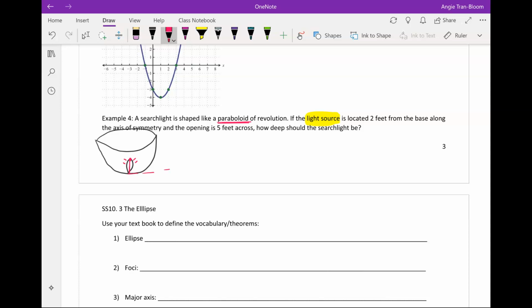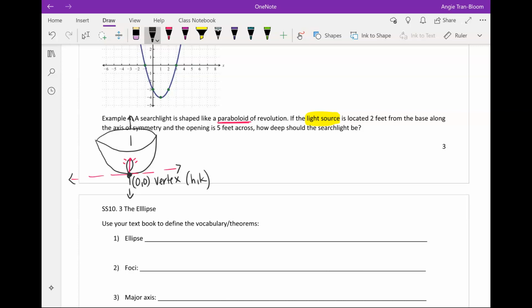So we're going to make the base at the origin because it's just the easiest location. The base is at the origin, (0, 0), which is your vertex, your (h, k). So when the vertex is at the origin, h and k will always be 0, 0.